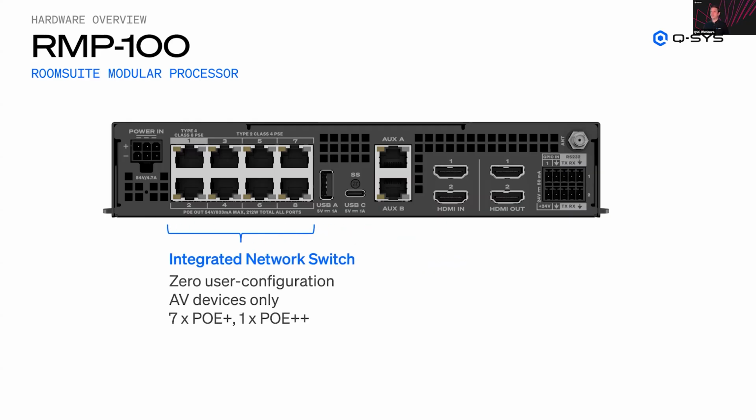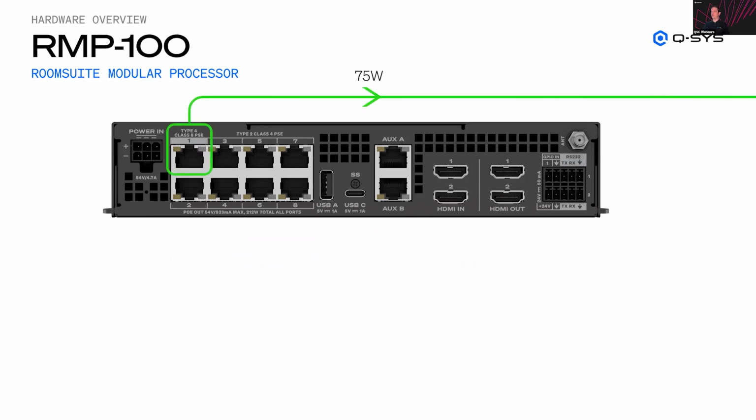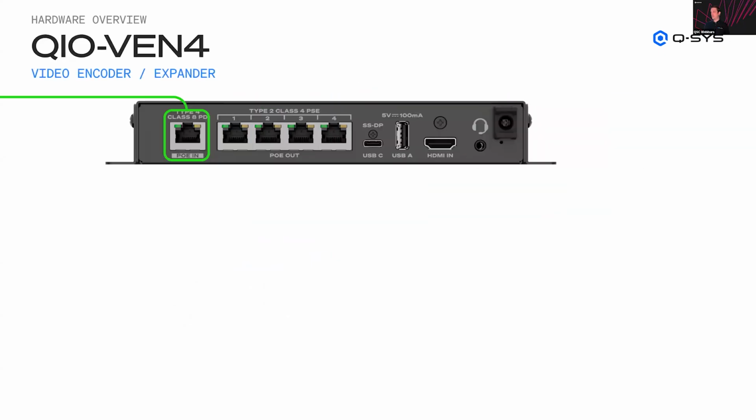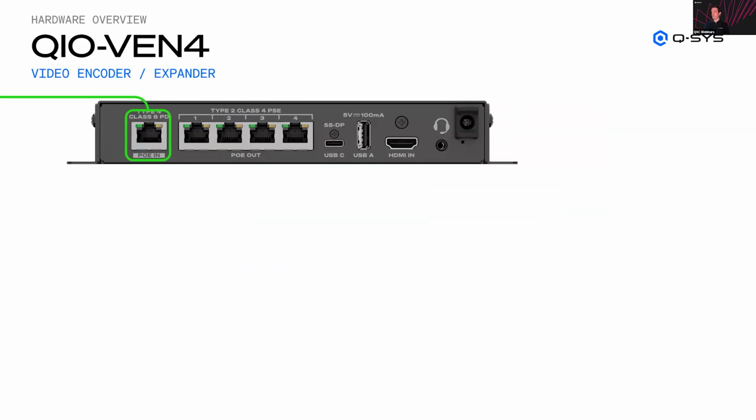One of the nice things too is it does have an integrated network switch. So we've got 7 PoE plus ports and 1 PoE plus port, and that's going to be used to power our expander. As you can see, we've got 75 watts, class 8, to power the expander. So the QIO VEN4 is an expander. You're going to mount that probably at a table location.